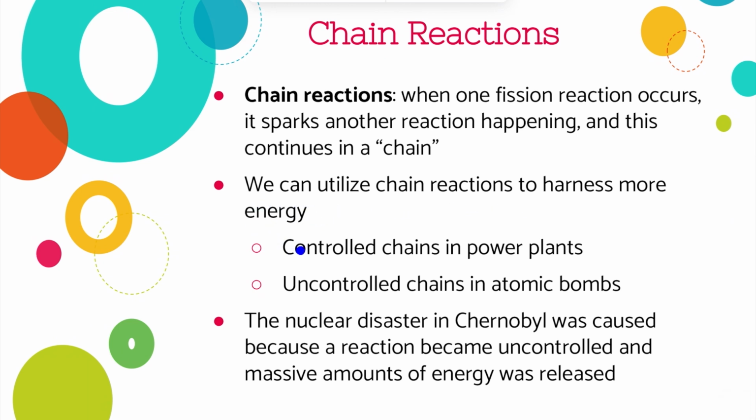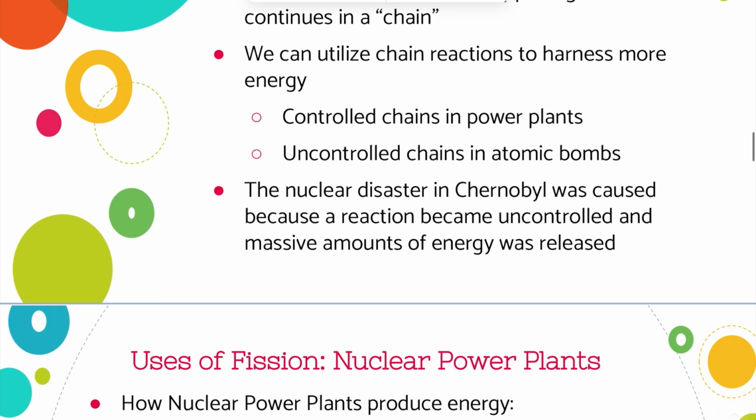So the controlled chains of reactions are what nuclear power plants use. Uncontrolled chains, though, are the chemistry that powers atomic bombs. The nuclear disaster in Chernobyl was caused because a reaction became uncontrolled and massive amounts of energy were released. So we do have to be mindful when we're considering using nuclear power about the effects that it might have.